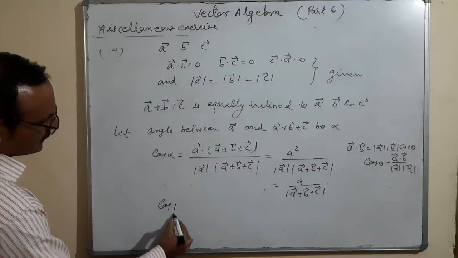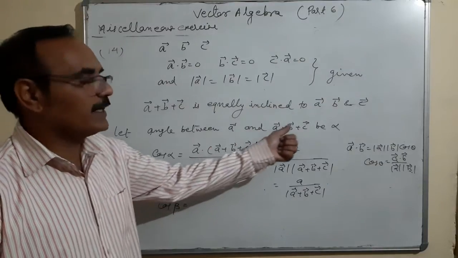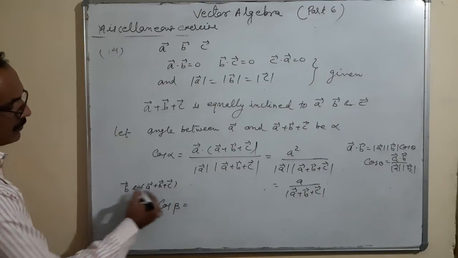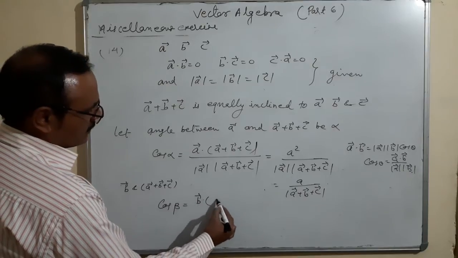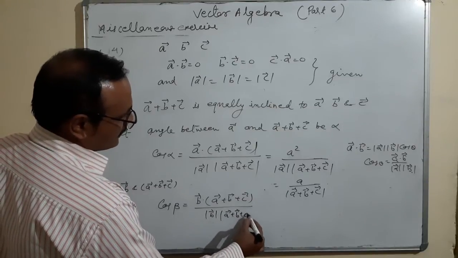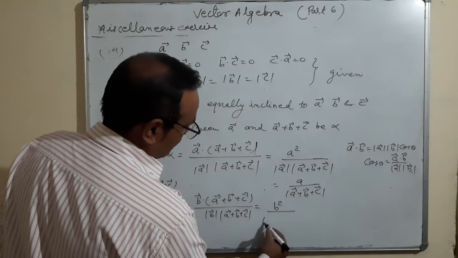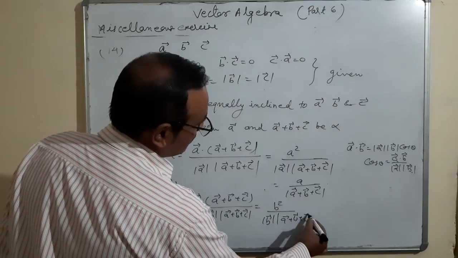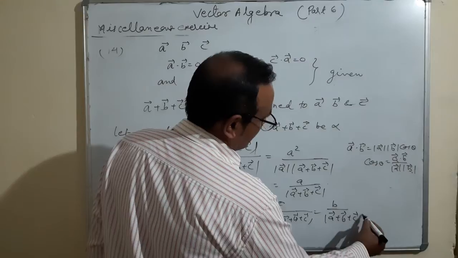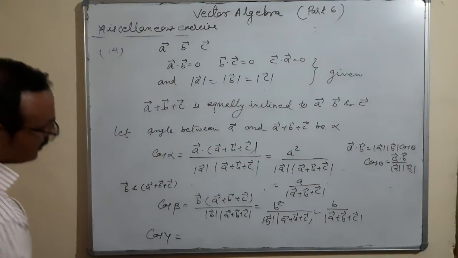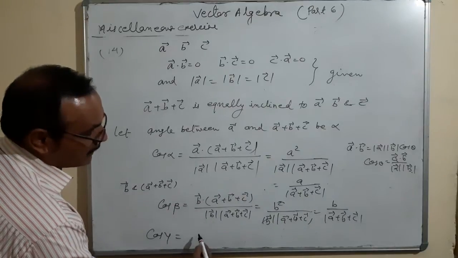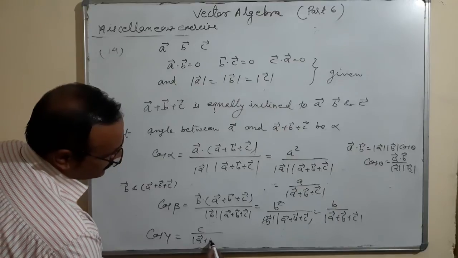Similarly for cos beta, we take the angle between B and A plus B plus C. Then the term is vector B dot (A plus B plus C) upon magnitude of B and magnitude of vector A plus vector B plus vector C. So here it is B square upon magnitude of B times magnitude of A plus B plus C. This B will be cancelled, and it is coming B upon A plus B plus C. And third, we take cos gamma between C and A plus B plus C. Finally it is coming C upon A plus B plus C.